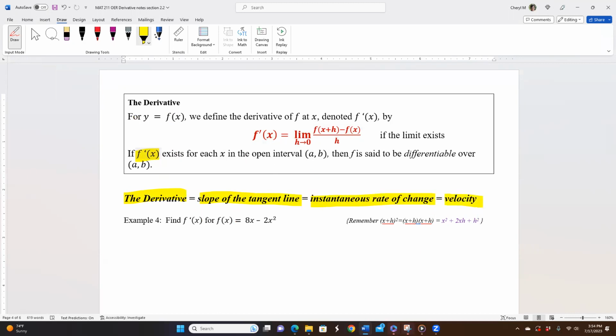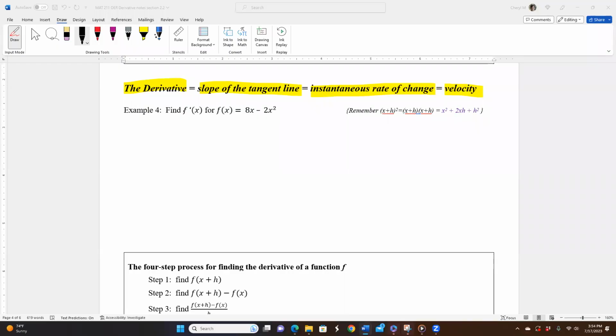So let's try it for example 4 here. In example 4, they want us to find the derivative for the function f of x equals 8x minus 2x squared. So let's write the definition of derivative down here. From above, our definition of derivative is the limit as h approaches 0 of f of x plus h minus f of x over h. Let's first explore this part of our numerator, f of x plus h. F of x plus h is what we get when we substitute x plus h in for x.